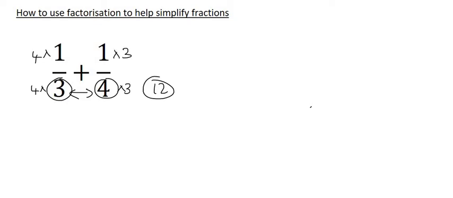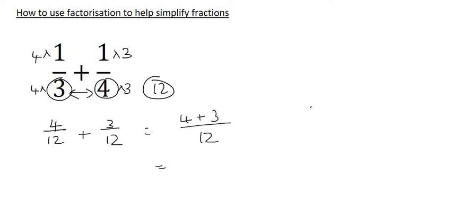And so now we're going to end up with 4 over 12 plus 3 over 12. And then once your denominators are the same, you can simply put them as one denominator, and you can say 4 plus 3. And in this case, it won't always be like this, the 4 and the 3 can go together, and so we end up with 7 over 12.